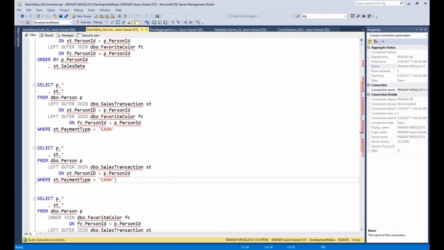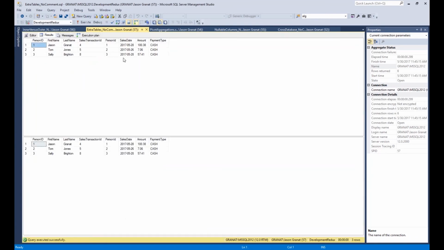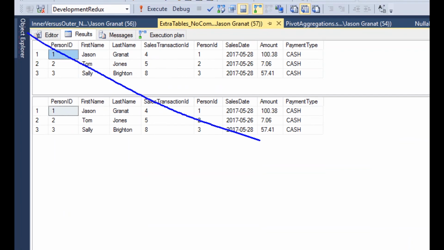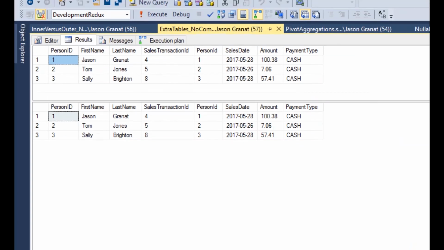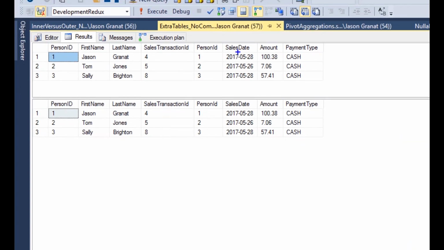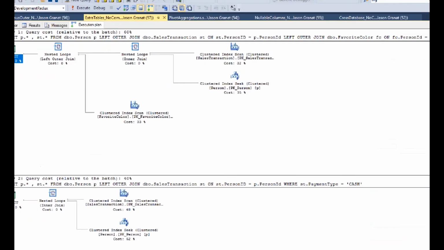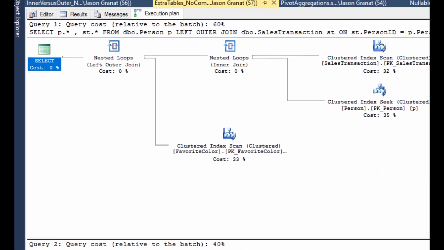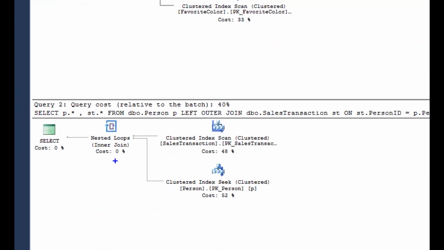So my next example is, well, if I'm not using that favorite color table, let's remove that favorite color table. Let's see what we have. From a data set perspective, these items look exactly the same. The data sets are exactly the same. In the execution plan, you can see the top one again. We're using that favorite color table, even though we're not bringing anything back from it. And the bottom one, you can see that we've removed that favorite color. So same stuff coming back.